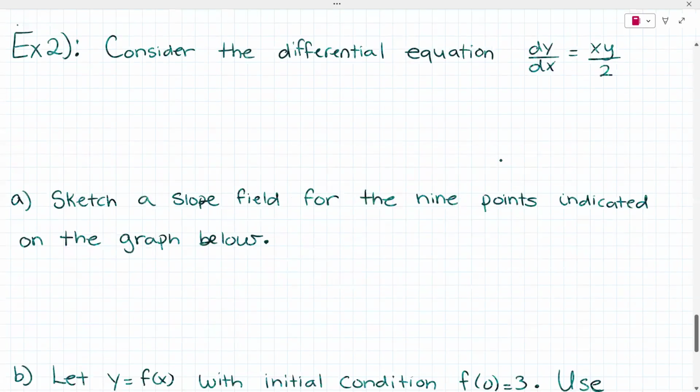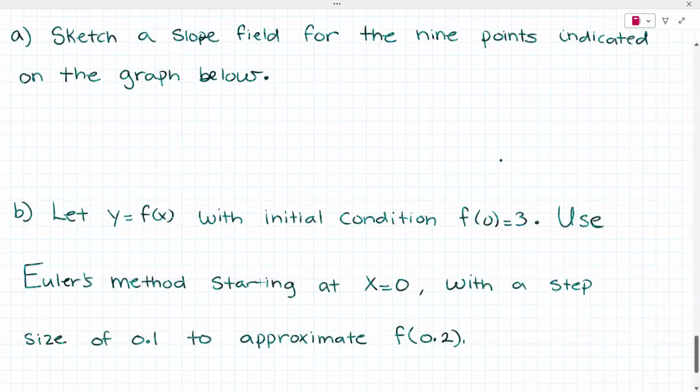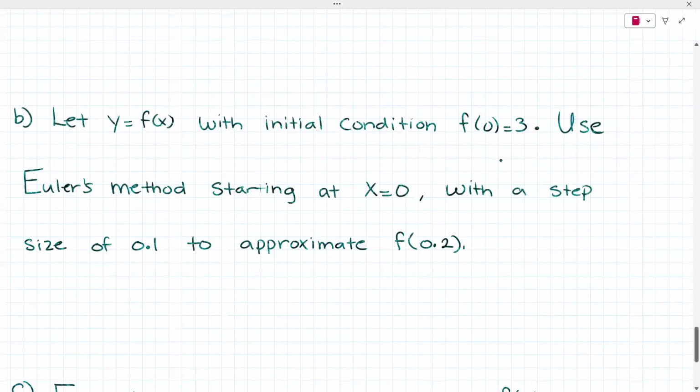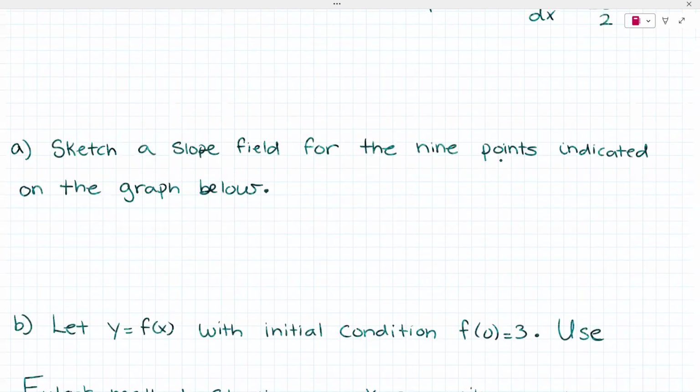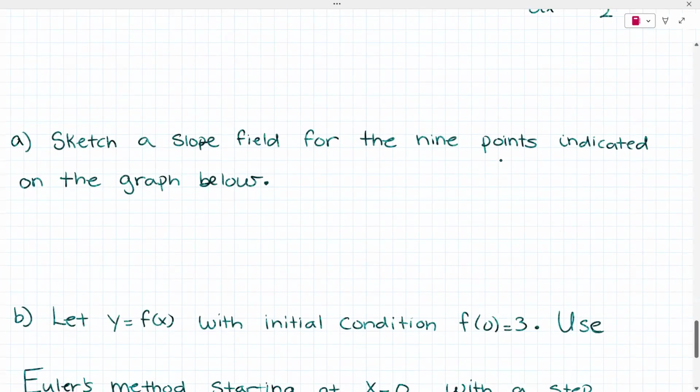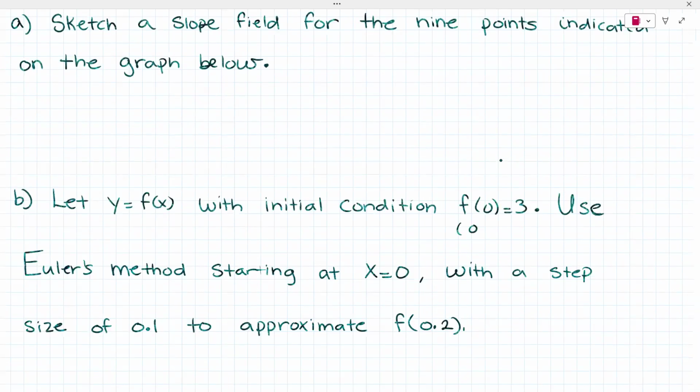Example 2 says, consider the differential equation dy over dx equals xy over 2. There's a three-part question. The first part says, draw your slope field for the 9 points indicated on the graph below. Part B says, let y equals f of x with the initial condition of f of 0 equals 3. That's the same thing as your x coordinate is 0 and the y coordinate is 3.